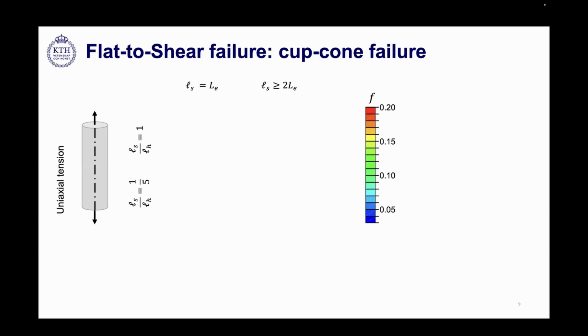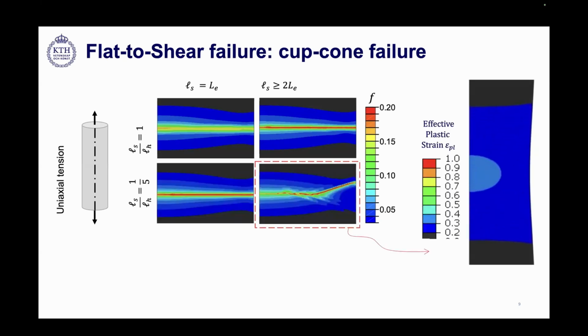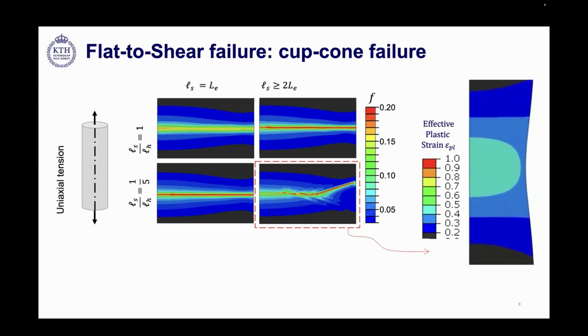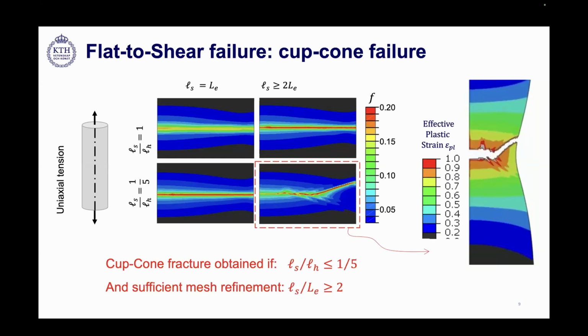So if we look at the numerical result, first we try to look at the flat to shear failure. If we have the shear length scale equal to the hydrostatic length scale, basically we have only one length scale as in the literature, then no matter how fine a mesh we have, we will never be able to capture this cap-cone failure. However, if we have a smaller shear length, basically using two different length scales for these two different mechanisms, then with a good mesh refinement, we can find this cap-cone failure as you saw in the picture here.